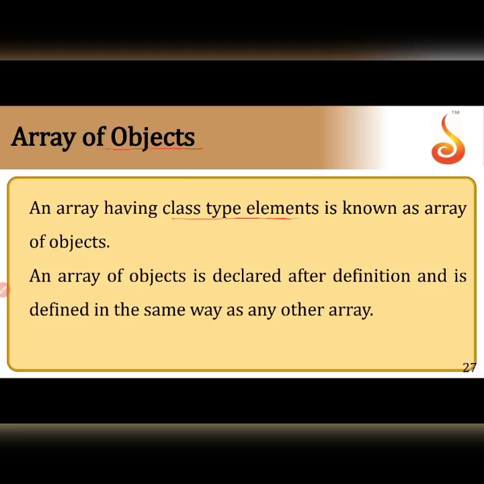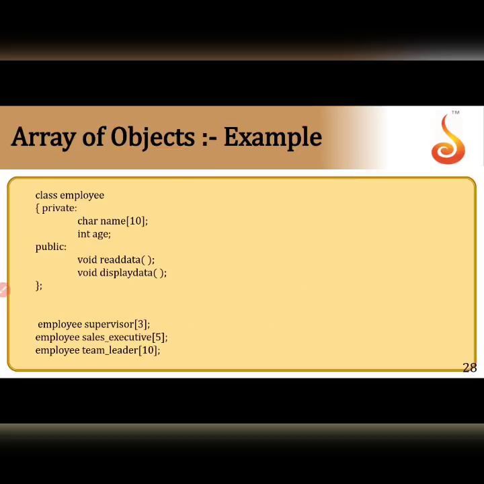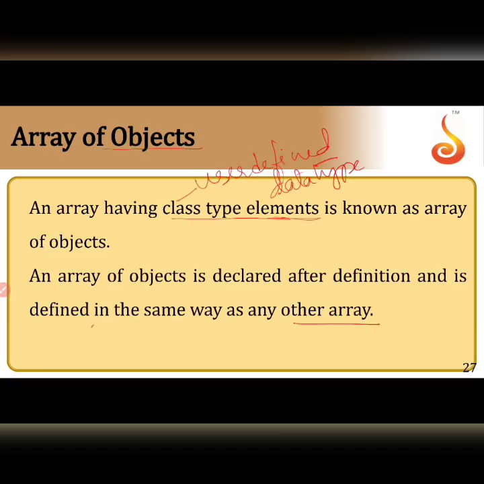So what is the data type of the object? It's a class type element. Class is a user defined data type, and class type elements are known as an array of objects. An array of objects is declared after definition and defined in the same way as any other array. So we will first learn why do I need it.